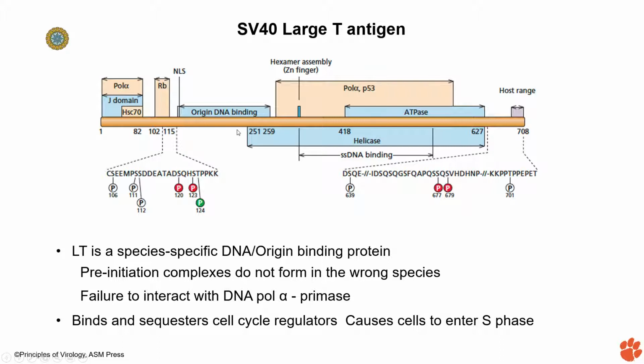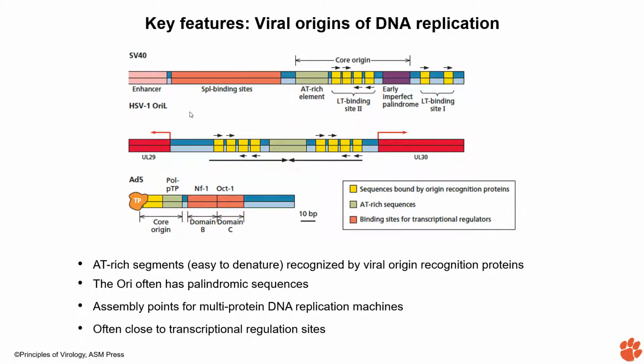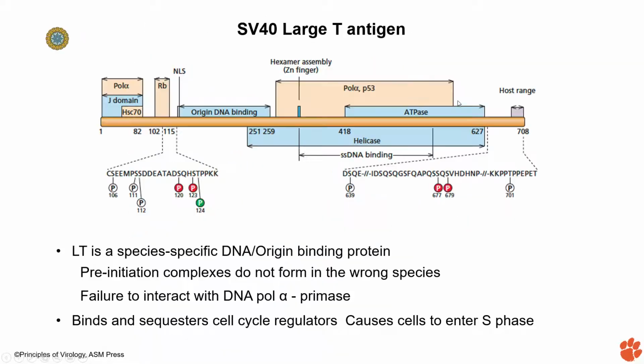Then this region is the origin DNA binding domain that we talked about, those yellow sequences right here. We saw that. You can see LT binding sites 1 and 2 right here, that bind to the origin. Then this overlapping region, one portion is a helicase. That means it will bind to the DNA and unwind it, the helicase function. It also has an ATPase function, because that process is energy-dependent. You have an ATPase function overlapping with that.